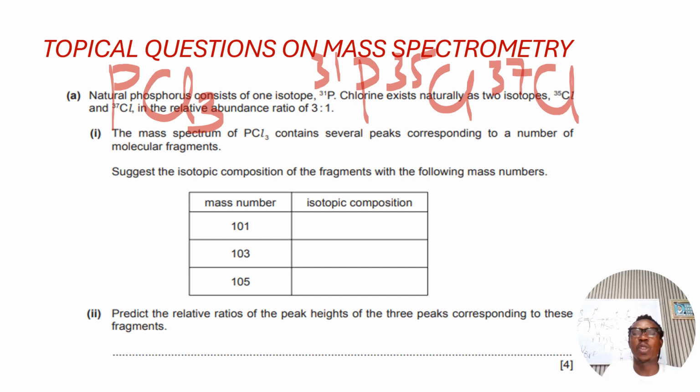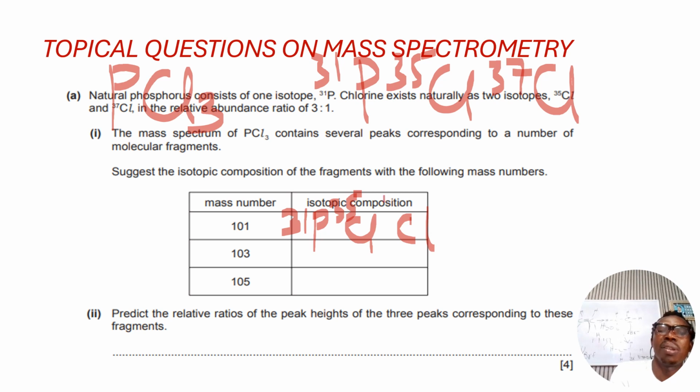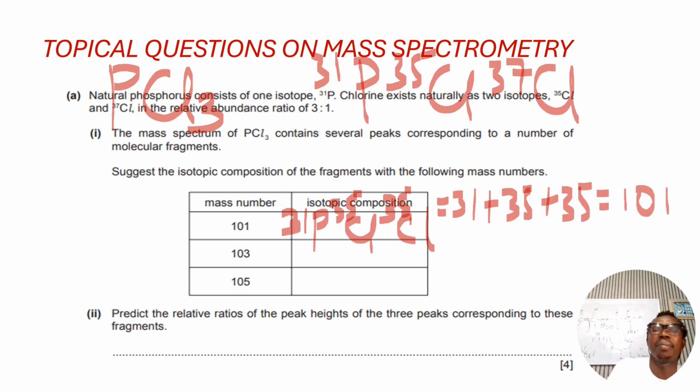If phosphorus trichloride undergoes molecular fragmentation to give you a mass number of 101, we're going to have phosphorus 31, chlorine 35, and chlorine 35 to give us 101. So if you add, you have 31 plus 35 plus 35 equal to 101. So these are the particles that we produce for 101, which is the molecular ion peak, I suggest.